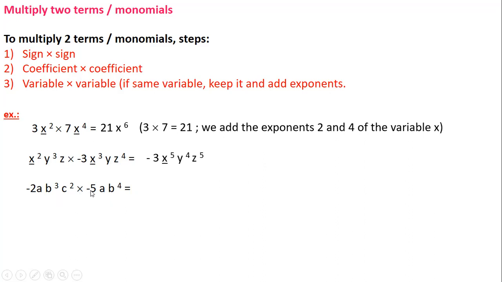Now, negative times negative, of course, it's positive. 2 times 5 gives me 10. A times a, the variable will be a. Exponent 1 plus exponent 1, it is exponent 2, so a squared. B times b gives me b, and we add exponent 3 plus 4, so b to the power 7. Here we have the variable c. Here we do not have the variable c, so we keep it c squared, and this is my answer. Also, please apply this exercise on a draft to know how to follow these steps.